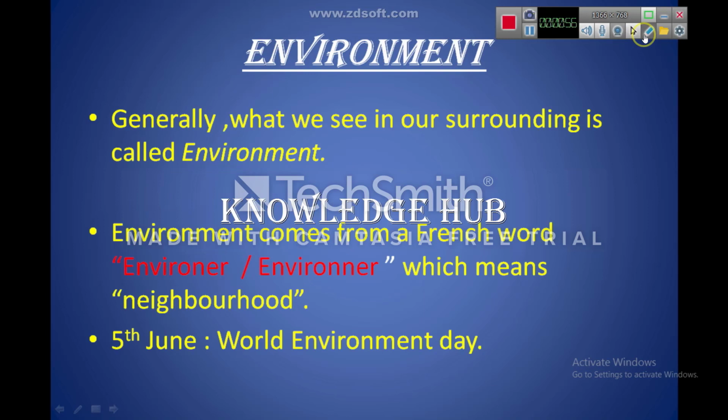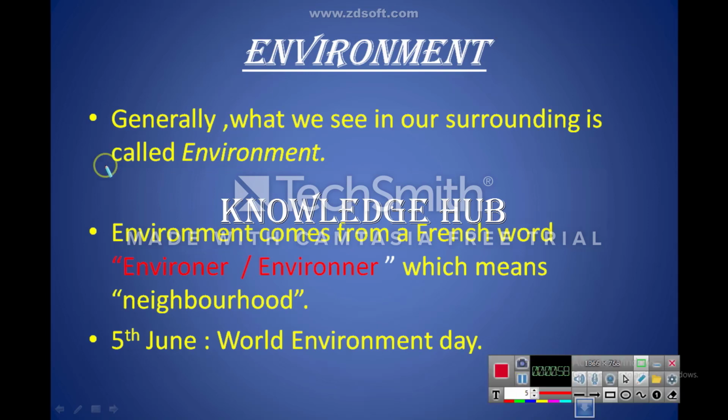Now, what is the meaning of environment? Generally, what we see in our surrounding is called environment. It means the nature, place, people, things, what we see in our surrounding, all are known as environment. Environment comes from the French word environner, which means neighborhood. 5th June is known as World Environment Day.